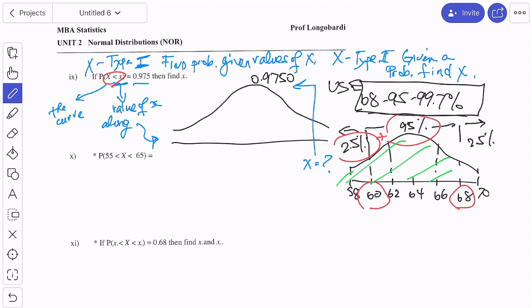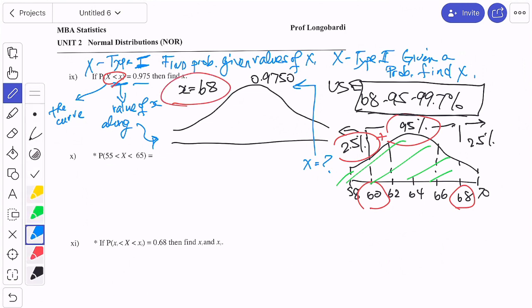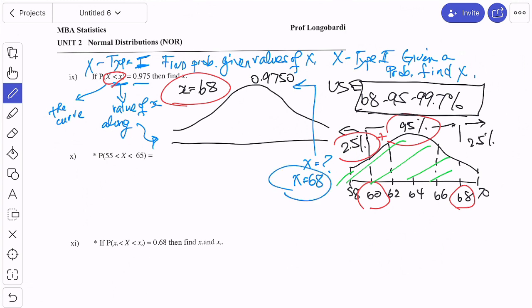The answer then is X equals 68. It's going to be 68 that gives you that answer. But you feel uncomfortable about it because it's not a systematic approach. It looks like I'm doing things differently for every problem. There's no systematic approach, and that's why we turn to the standard normal.